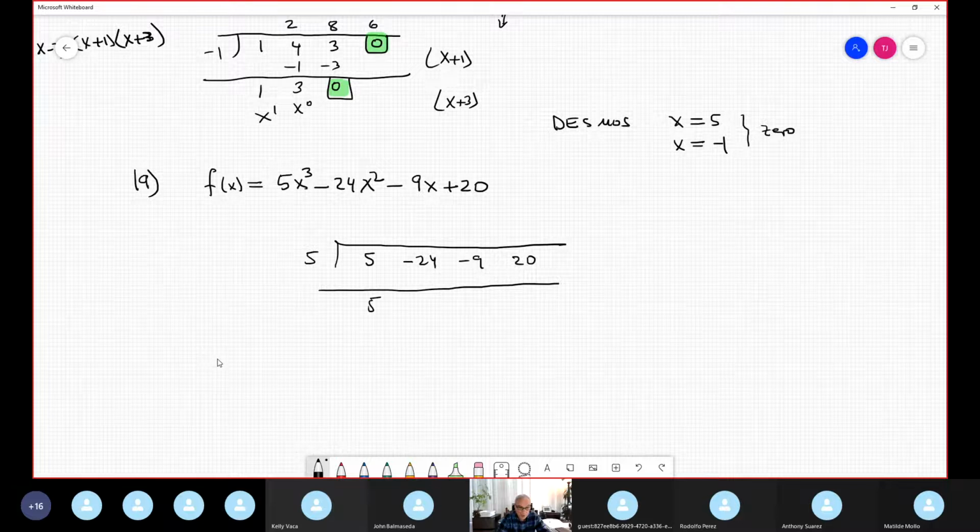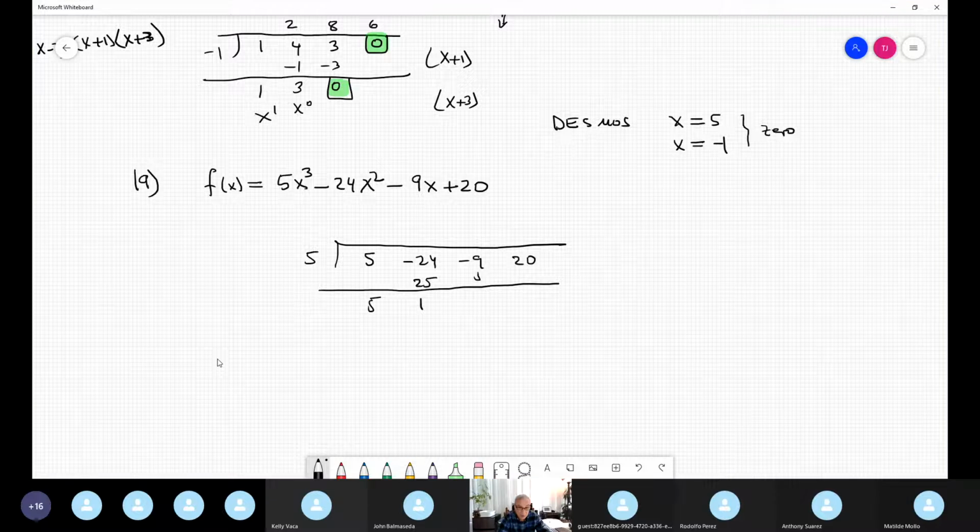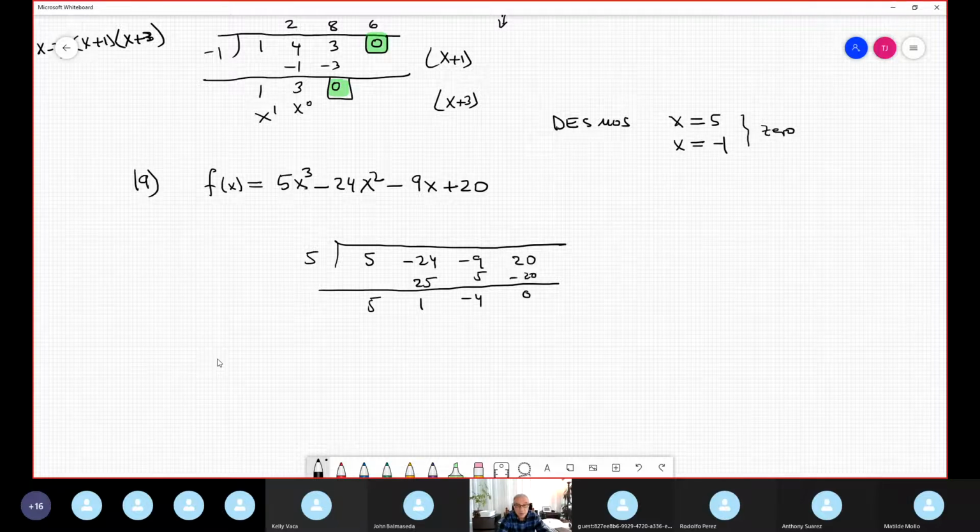Bring down 5. 5 times 5 is 25. This is 1. 1 times 5 is 5. It's a negative 4. It's a negative 20. Good. Excellent. Zero remainder. That means the factor x minus 5. Remember, in the factor, we have opposite sign to the value. The idea is clear because the value is you take x minus 5 equal to 0 and you solve for x. This is the 0 and this is a factor.